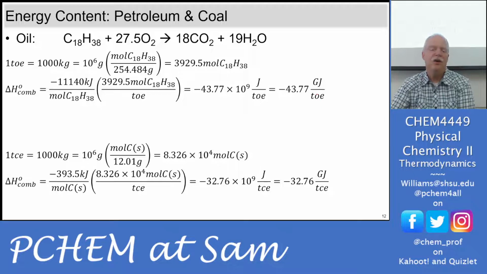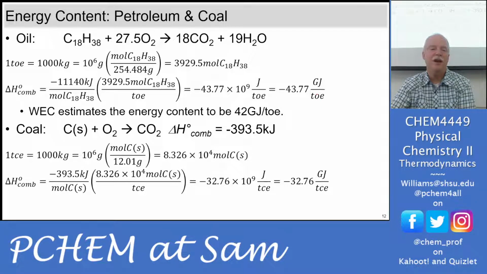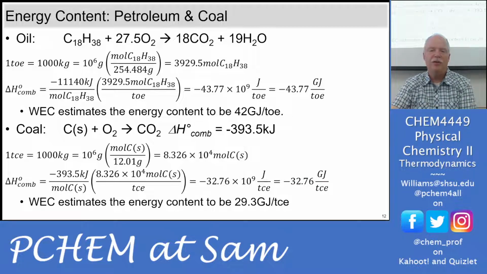And then coal. Coal's easy, right? It's carbon. And so we could just take carbon solid, react with oxygen, and we end up with 33 gigajoules per ton of coal equivalent. And so the World Energy Council estimates oil to be around 42. So again, our initial guess was pretty close. It gave us 43 or 44.